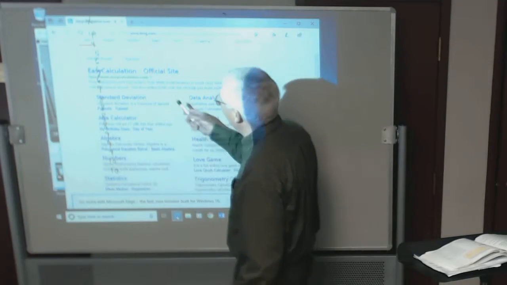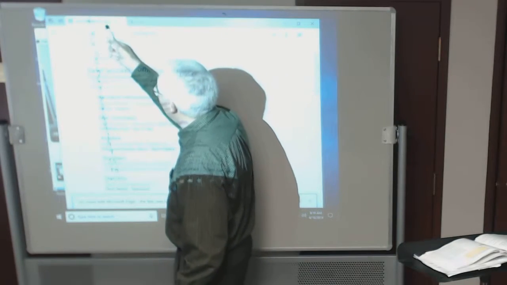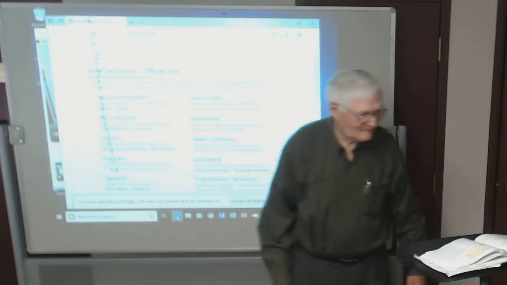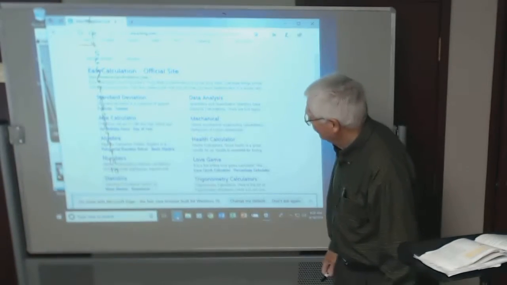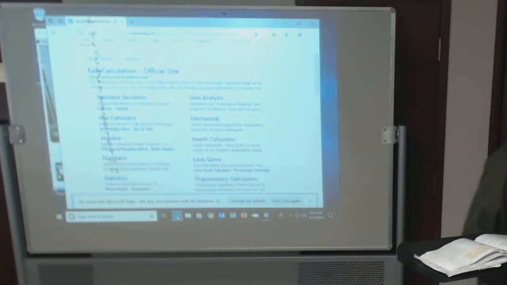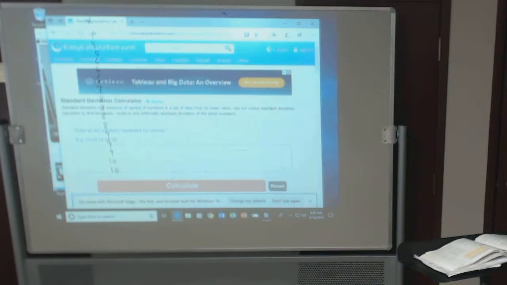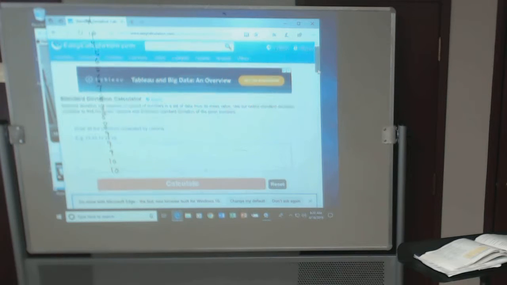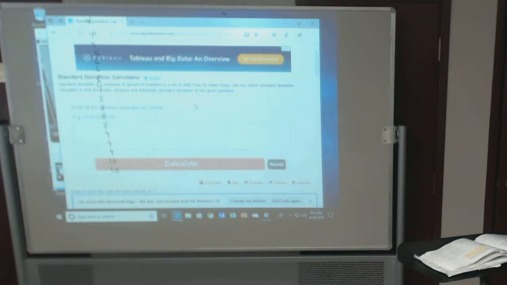And where did I find this? EasyCalculation.com. And what does it say? Standard deviation. So let's click on standard deviation. Enter all the numbers separated by a comma.